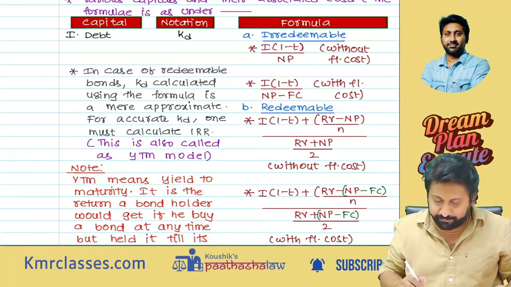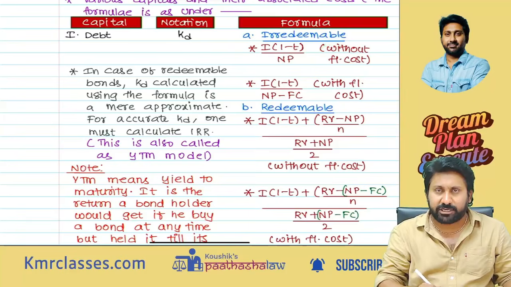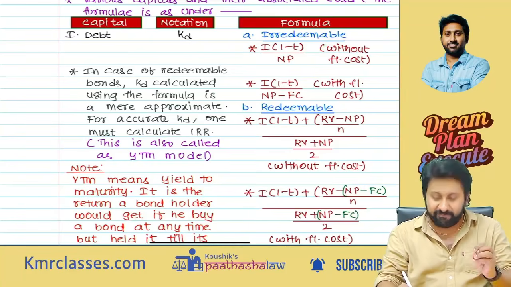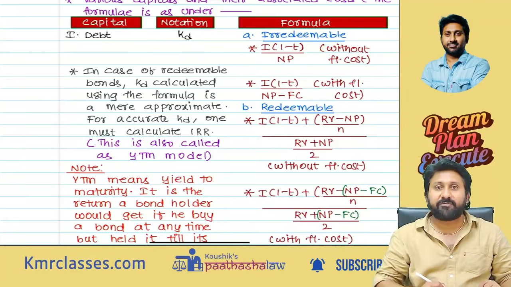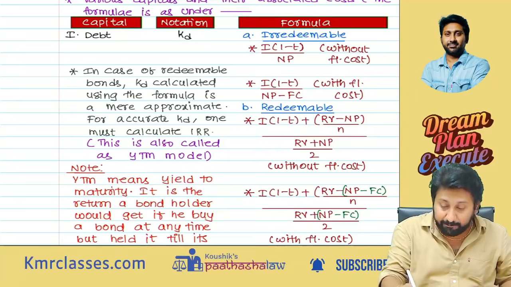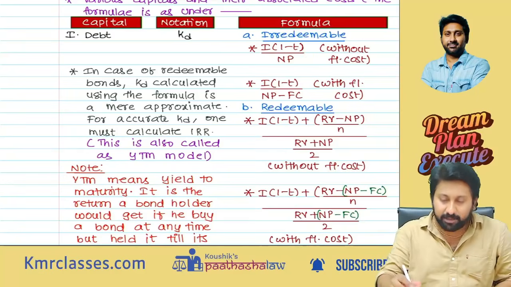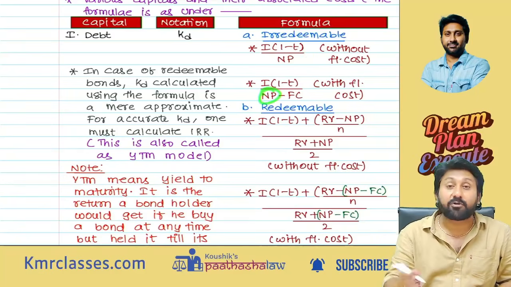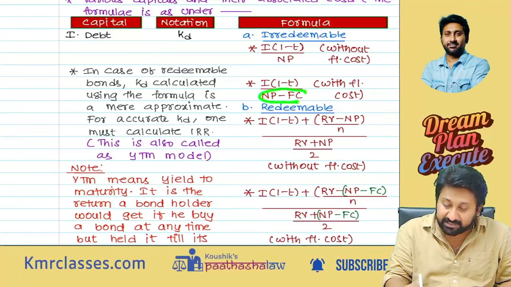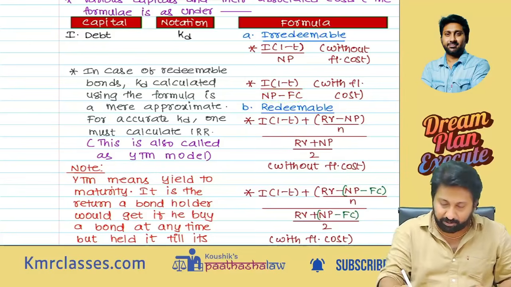Let's continue. So I into (1 minus T) by NP without flotation. If flotation costs are there, net proceeds or purchase price will be reduced by flotation cost. Simply from the company's point of view, the company receives NP because you will purchase at NP. If flotation cost is there, NP will not be received by the company. NP minus FC will be received by the company. FC represents flotation cost.